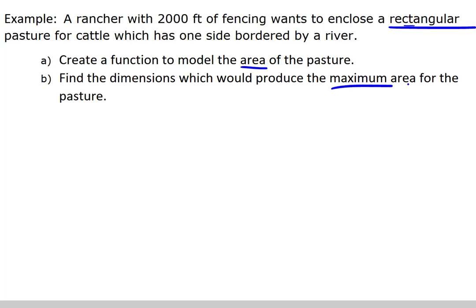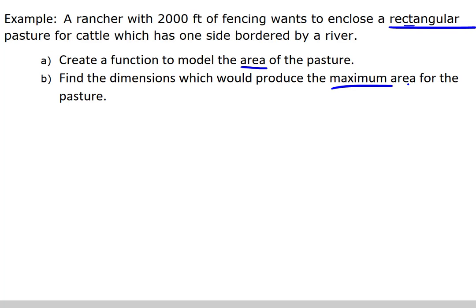Now, the word maximum should be familiar. Lately, we've been discussing how to find the maximum value of a quadratic function, and there are a couple different forms we can use for it. So that'll be brought into play here. But we also have to consider that we're looking to maximize the area of the pasture.